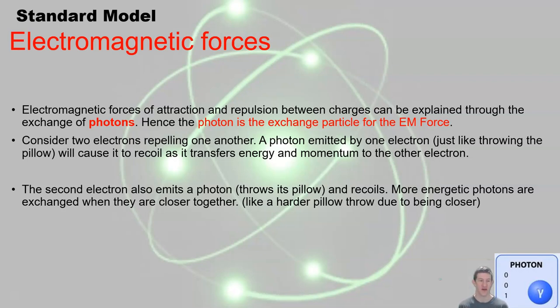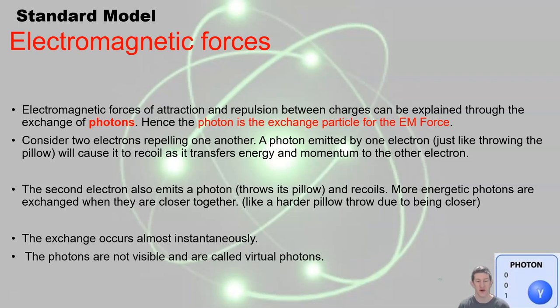The more energetic photons are exchanged when they're close together. So just like if you think of throwing a pillow, if you're standing at point blank and someone hits you in the face with a pillow, it's going to push you away much, much harder. Whereas the further you are away, the slower those photon pillows are traveling, and the attraction or repulsion force is much less. So this is why it drops off. This exchange is occurring pretty much instantaneously. So even though we're picturing this pillow flying through the air and hitting you and pushing you away, this is happening instantaneously.